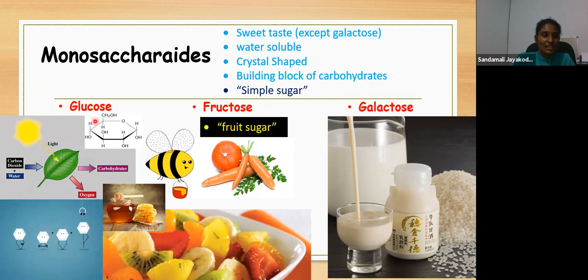And here, in the case of glucose, this is the structure of glucose. It has 6 carbon atoms, 12 hydrogen atoms, and again 6 oxygen atoms. This is the molecular structure of glucose. And this glucose is very important because it is the main source of food for every animal in this nature, because plants produce glucose during photosynthesis.